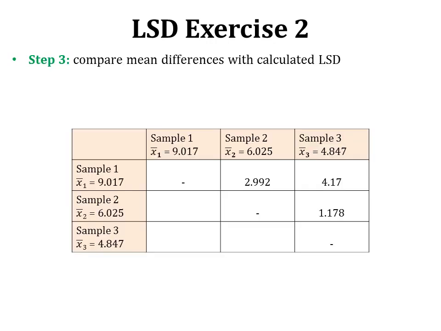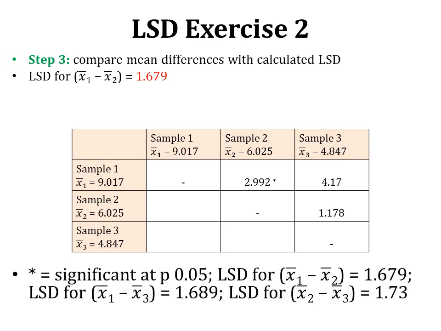Now it is time to compare the mean differences with calculated LSD. So LSD for the first pair, which is the difference between means of sample number 1 and 2, is 1.679. So let's see what is the value of the difference between means. The difference between the means of sample number 1 and sample number 2 is 2.992. And we can see that this value is greater than the LSD for this pair. So we are going to place an asterisk over here, which notifies that this result is significant at probability of 0.05, right?